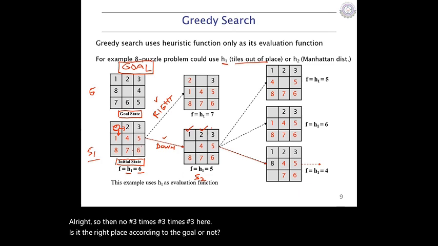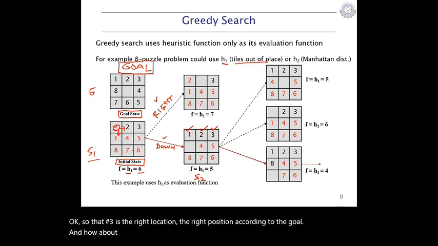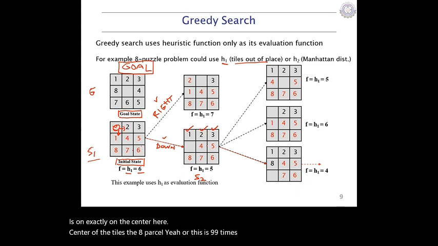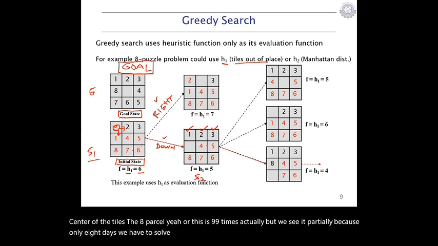Okay. So tile number three is the right location, the right position according to the goal. And how about tile number four? Tile number four here on state two is exactly on the center of the tiles. The 8 puzzle, or this is nine tiles actually, but we say 8 puzzle because only 8 tiles we have to solve. One tile is empty.